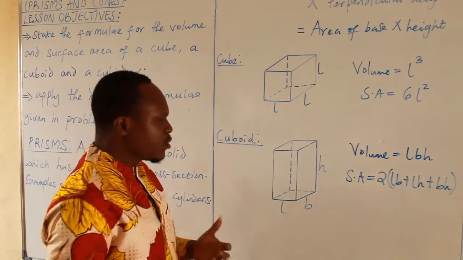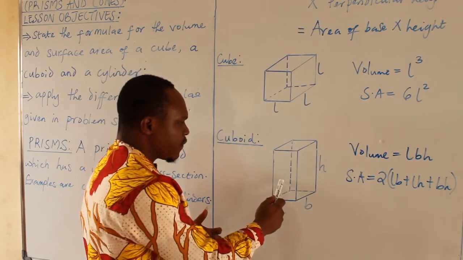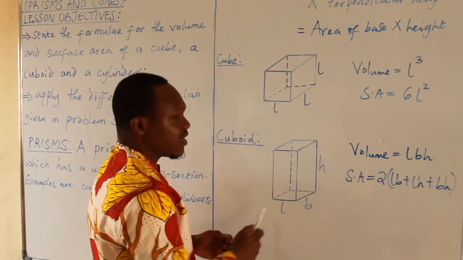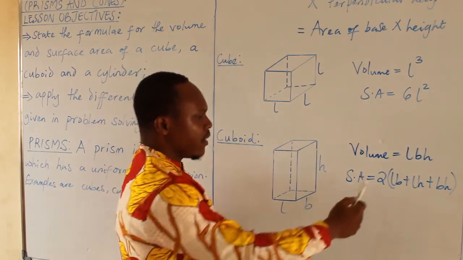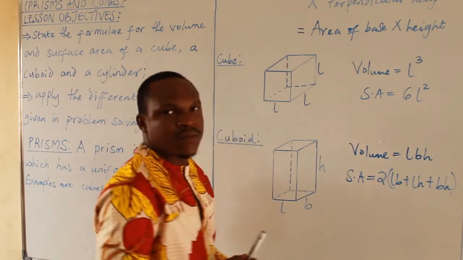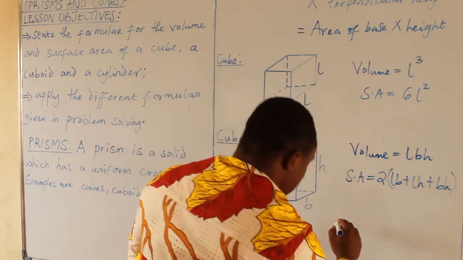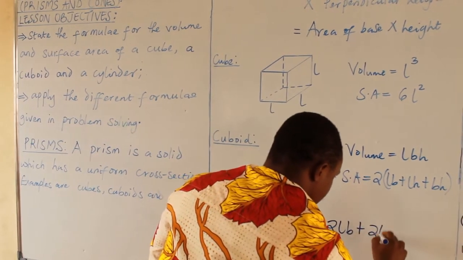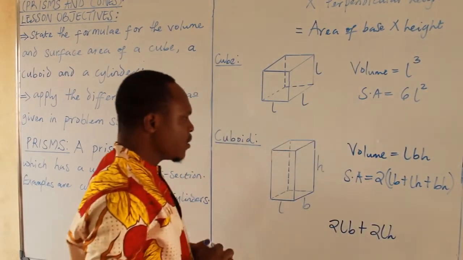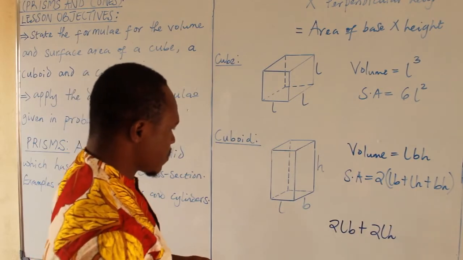So if we combine the both of them, the area of the front face added to the area of the back face, that gives us LH plus LH. That gives us 2LH. That's what we have here. So I'll just scribble this down. We already have 2LB plus 2LH. Now we'll go to the last one.